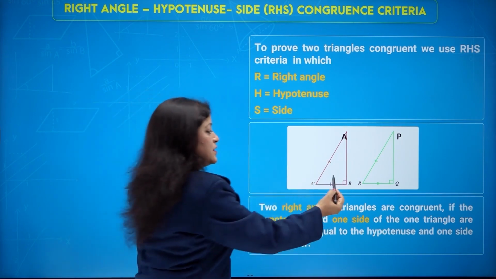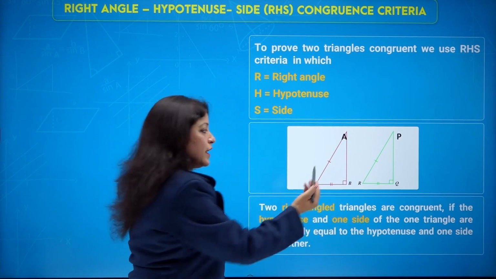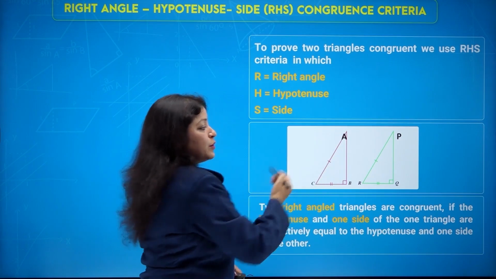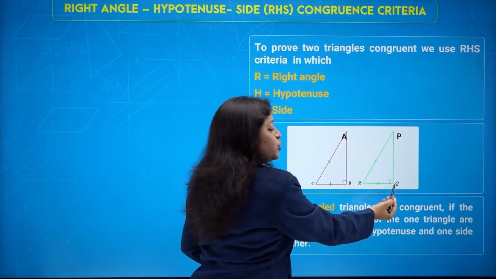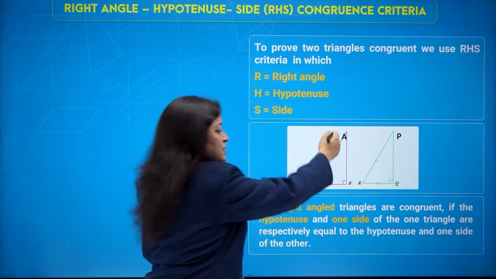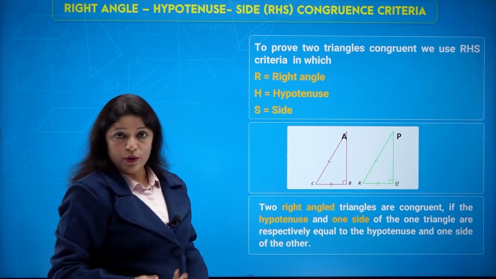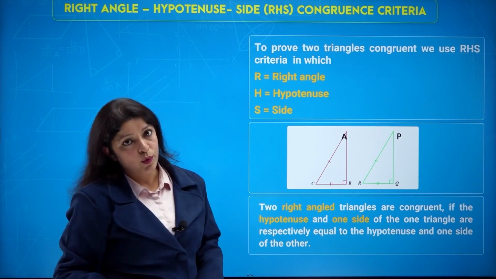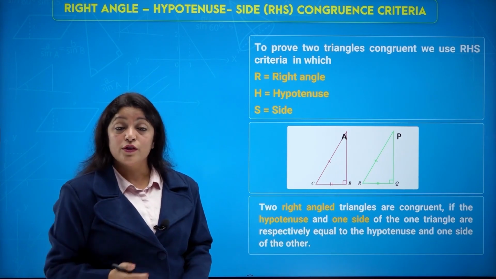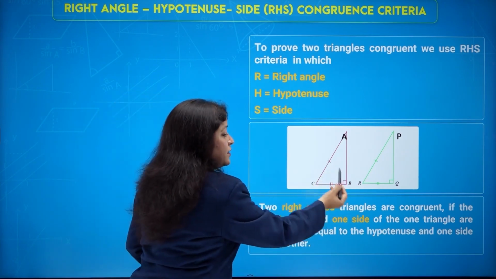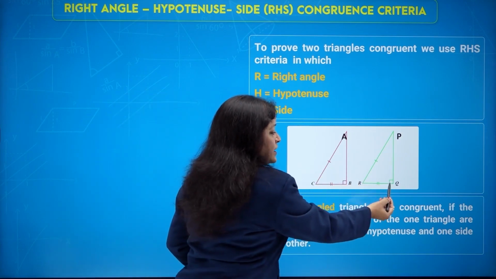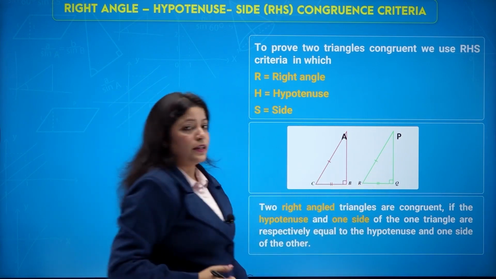That means here in this case, if angle B is 90 degrees, the side opposite to the right angle is the hypotenuse. So AC is the hypotenuse in this case, and since angle Q is 90 degrees, PR is the hypotenuse in the second triangle. So AC and PR are equal to each other. Also, one more side, BC, is given equal to the side QR. So we can see there is a right angle, there is a hypotenuse and there is a side given, and here also respective right angle, hypotenuse and one side.